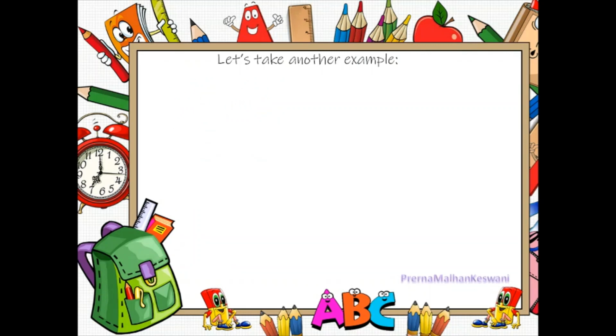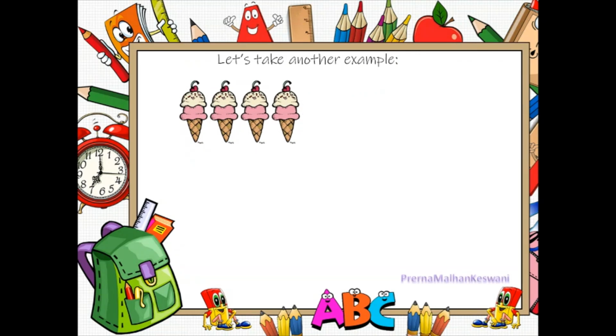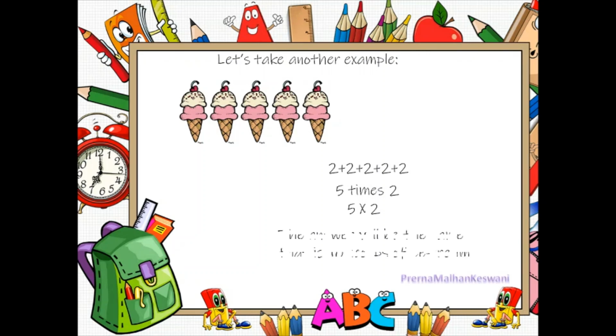Now let's take another example. How many scoops of ice cream can you see here? White and pink. Yes, that's correct. 2. We add another 2. Another 2. Another 2. That means you are adding 2. How many times? 5 times. This can also be written as 5 times 2 or 5 cross 2, which is 10. So the total number of ice cream scoops here is 10.